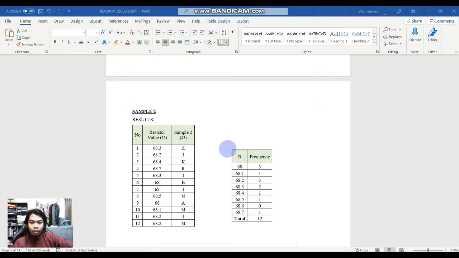Hi and Assalamualaikum. So now we will continue to discuss about the sampling, statistical sampling for sample 2. So here are the sample 2.